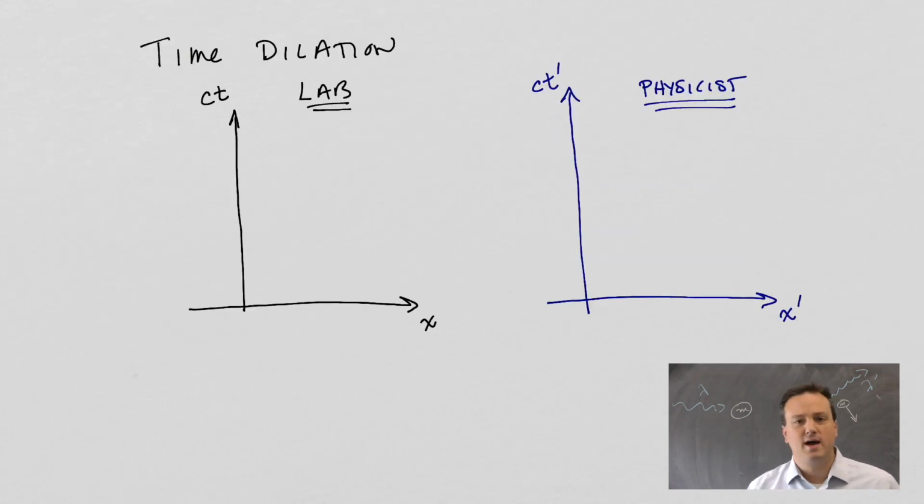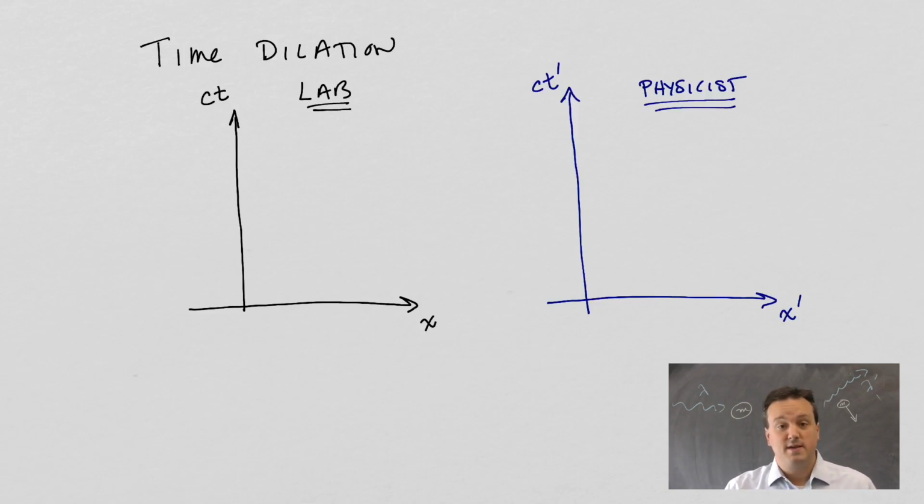Okay, so let's start with time dilation. I can think about this as dealing with the problem of having two different reference frames. I have a reference frame that represents the lab, that's the black frame on the left, and I have the reference frame of something passing through the lab, right? So I'm going to call that the physicist reference frame, and that's going to be blue.